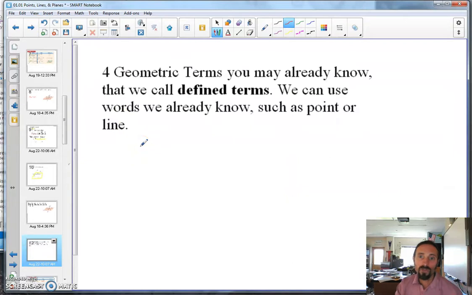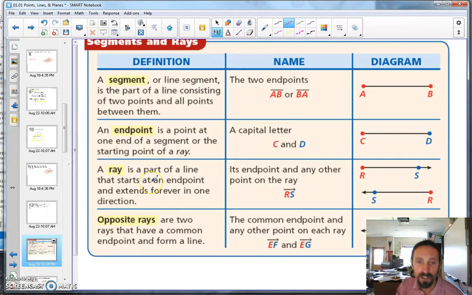Now, terms that you may already know, we're going to call defined terms. So we can use words we already know, such as point, line, and plane, to define defined terms. So in your book, you've got these terms. Segment, again, a piece of a line consisting of all the points between 2 points. So when we would say here, like the 2 endpoints are A and B, or B and A, and you'll notice the little segment. There's no arrows on this. And so the diagram would be segment AB.